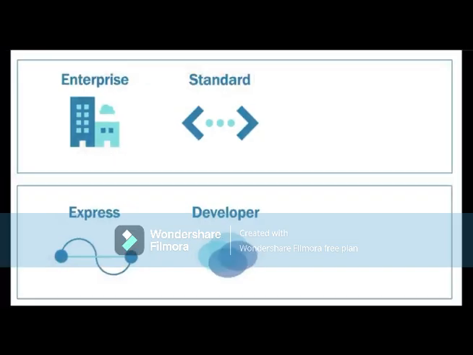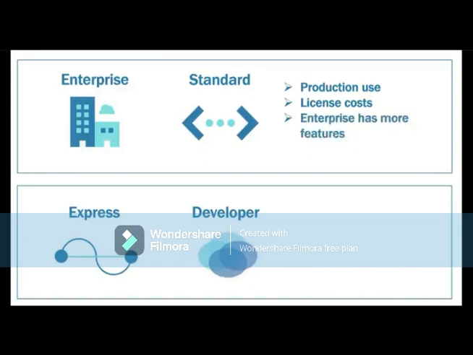These are the four different editions of SQL Server 2019 we have. Both the Enterprise and Standard Editions are for production use, so obviously they have license costs. The Enterprise Edition has more features than any other edition of 2019 and is obviously the most expensive. Both these editions, Express and Developer, are free to download and install.